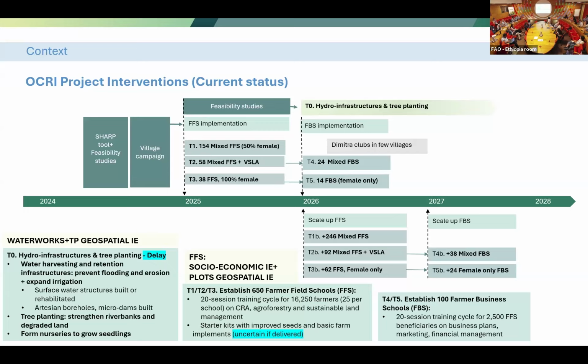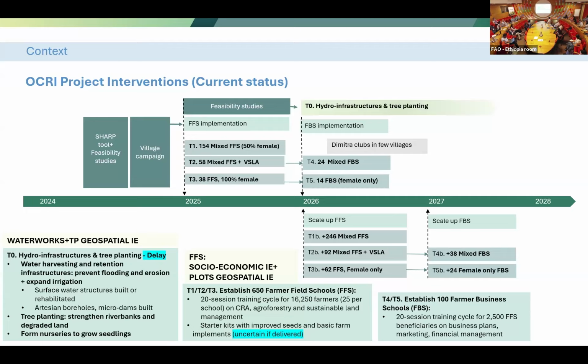The Farmer Field School is a methodology implemented by FAO. The idea is to create schools in which farmers receive training in better, climate resilient agricultural practices, and also better methods in agroforestry and sustainable land management. From the Farmer Field School, there is going to be an extension, in which the project is going to create what we call the Farmer Business School.